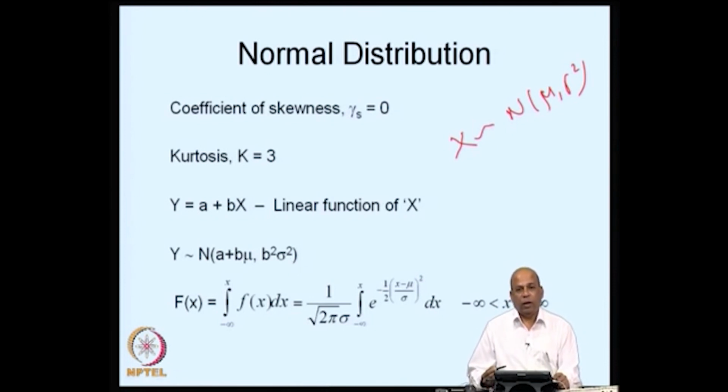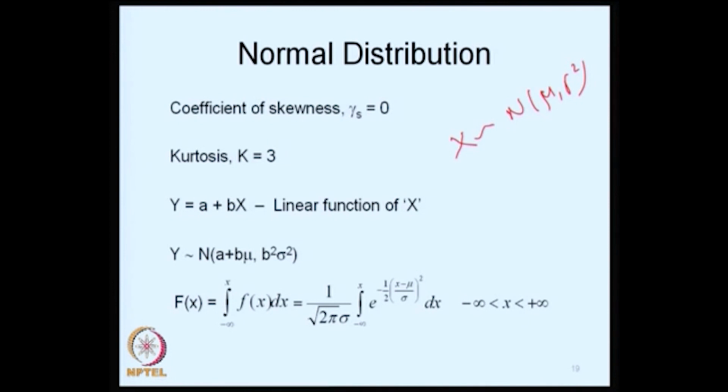Now we look at the CDF of x. So, F of x is given by the integral from minus infinity to x, I am sorry, minus infinity to x. This is the CDF we are talking about, f of x dx, which will be 1 by root 2 pi into sigma, integral from minus infinity to x of e to the power minus half x minus mu by sigma the whole square dx, and this is for x varying between minus infinity to plus infinity.